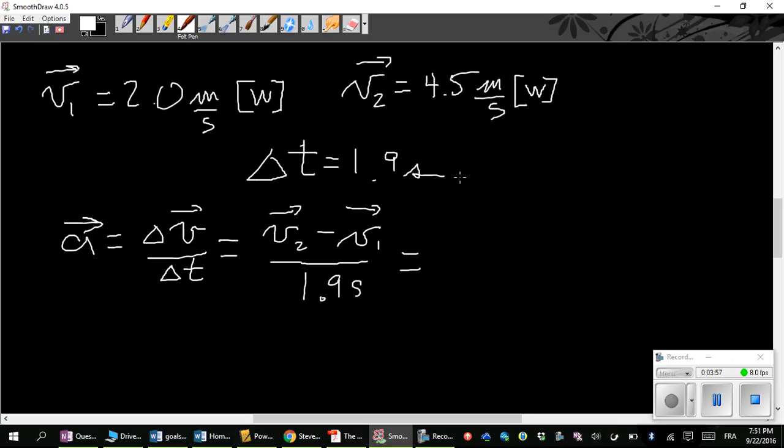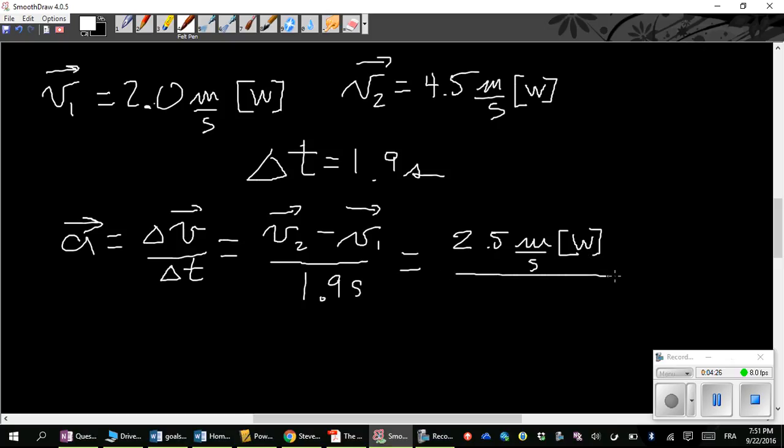Well, this is actually pretty simple. It's going to give us 2.5. 4.5 minus 2.0. Now I have to use my significant digits, so I'm subtracting, so I'm going to keep the one decimal spot. So I'm going to land on 2.5 meters per second, west.